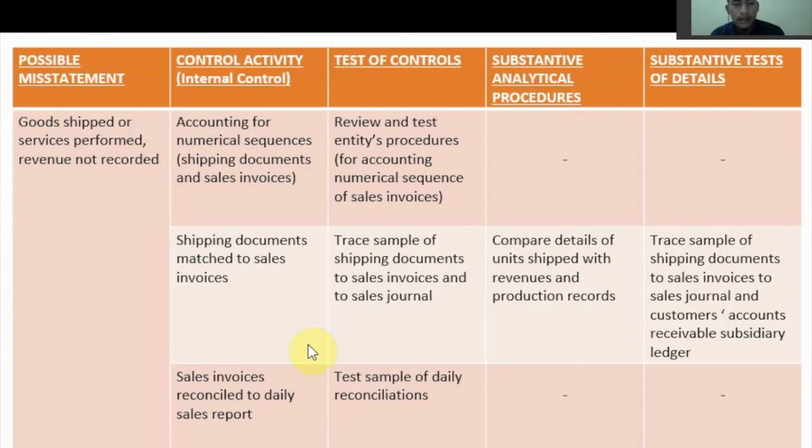The next session is completeness. For completeness, the possible misstatement is goods shipped or service performed, but revenue not recorded. For the control activity, accounting for numerical sequences, that is shipping documents and sales invoices, and the test of control is review and test the entity's procedures for accounting for the numerical sequence of sales invoices.